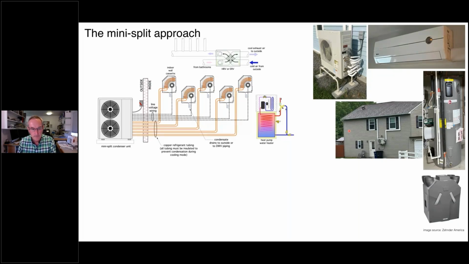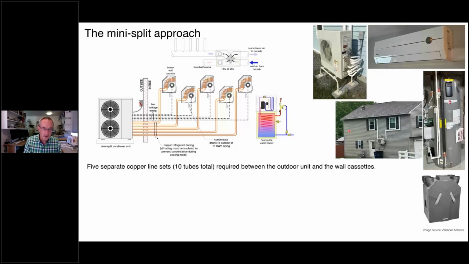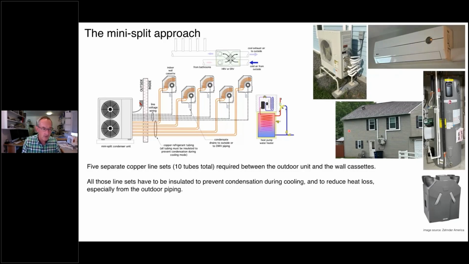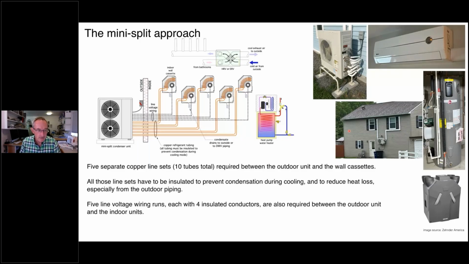So just a review, again, 5 separate copper line sets, 10 tubes in total required to pipe between the outdoor unit and these wall cassettes. Remember, it's a 5-zone system we're looking at. All those line sets have to have insulation on them, so it's not just bare copper tubing. And we have to have 5 line voltage wiring runs, each with 4 insulated conductors between each of the indoor wall cassettes and that outdoor condenser unit.